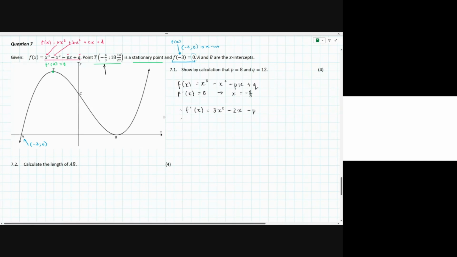And the reason it has p I need to solve is because I know that my first derivative is equal to 0. And I know that my x value at that point is equal to -4/3. So every time I see an x, I can substitute that with -4/3. So I get 3 times (-4/3) squared minus 2 times (-4/3) minus p. And this is going to allow me to solve for p.